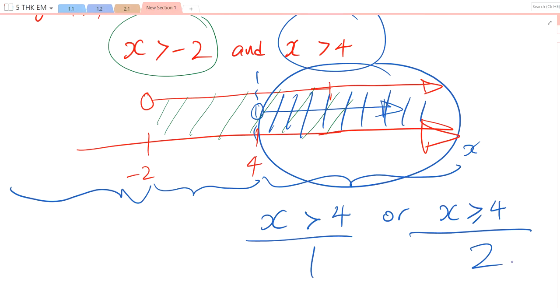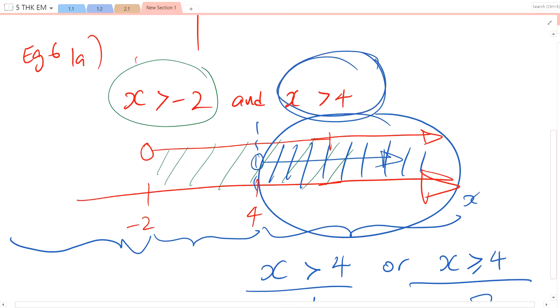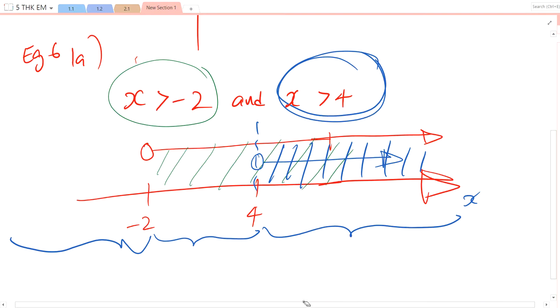1 or 2? 1. Can I include the value 4? Cannot, because once it is 4, then it doesn't satisfy this anymore. It must be greater than 4. Okay? So from the graph, you must be able to describe regions. Okay, so let me demonstrate describing the regions to you.